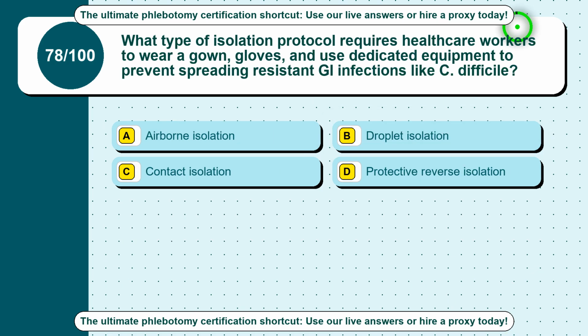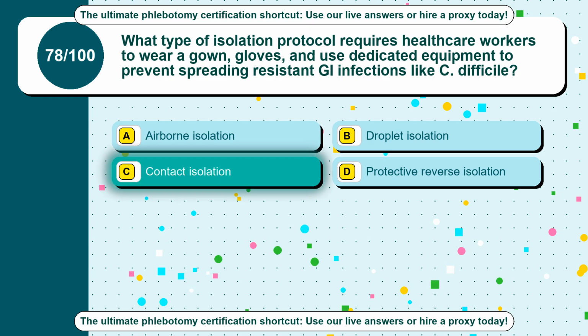Question 78. What type of isolation protocol requires healthcare workers to wear a gown, gloves, and use dedicated equipment to prevent spreading resistant GI infections like C. difficile? Option A. Airborne isolation. Option B. Droplet isolation. Option C. Contact isolation. Option D. Protective reverse isolation. The correct answer is option C.